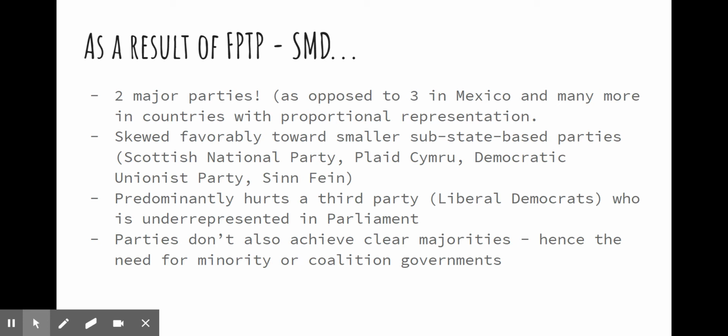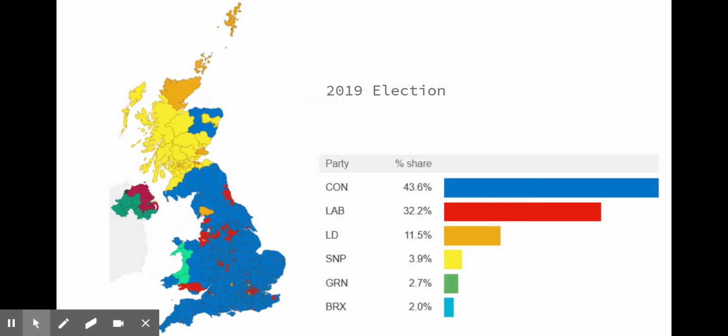And as another result of both the parliamentary system and first-past-the-post, although this is really common in proportional representation too, so this is probably more a result of the parliamentary system, parties often don't achieve clear majorities. So there's often a need for the minority or coalition governments we talked about when we talked about parliaments.